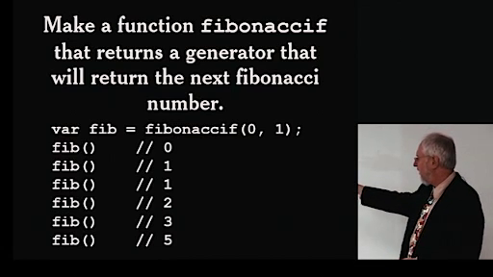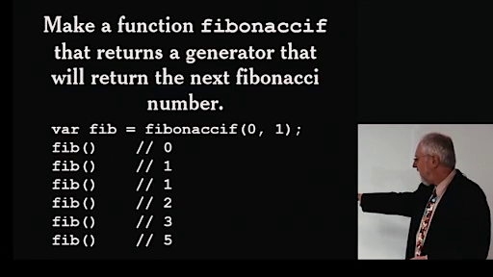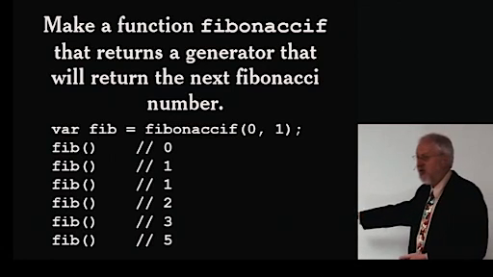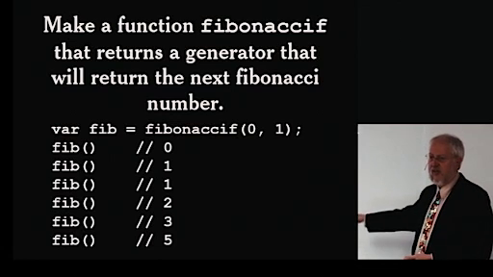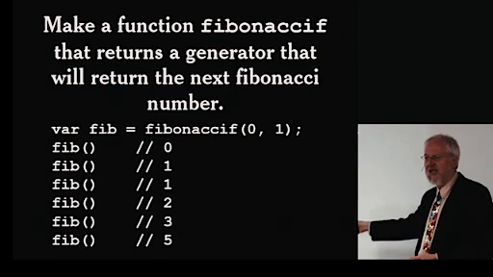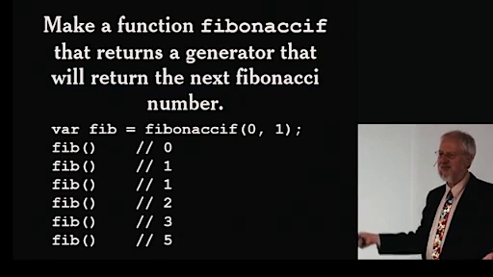So the first numbers we get are 0 and 1 because those are the ones we provide. And then the next one will be 1 because that's the sum of 0 and 1. The next one will be 2 because it's the sum of 1 and 1. The next will be 3 because it's the sum of 1 and 2. The next will be 5 because it's the sum of 2 and 3. And the next in the series will be 8.